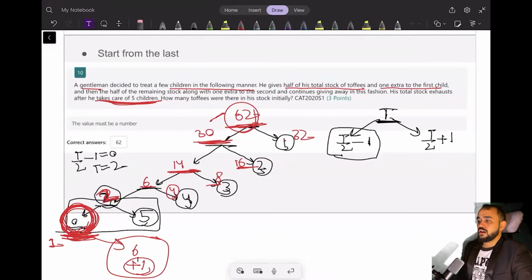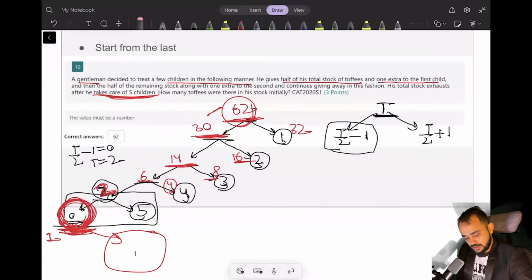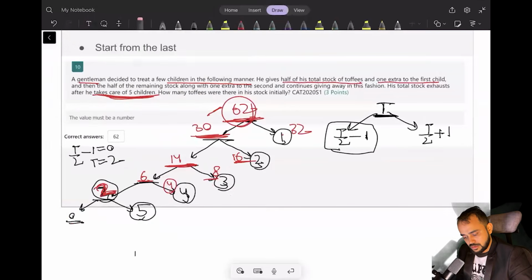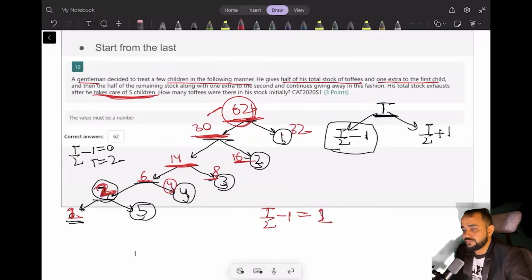All right. Yes, Chetali. So can I ask what if the word problem had something left, like he's left with one toffee? Yeah. So then you would have written 1 here. And then your t by 2 minus 1 would have been equal to 1. Or got your t would have been equal to 4. So this node would have had 4 toffees. And then you would have reversed your calculations. Yes. All right.